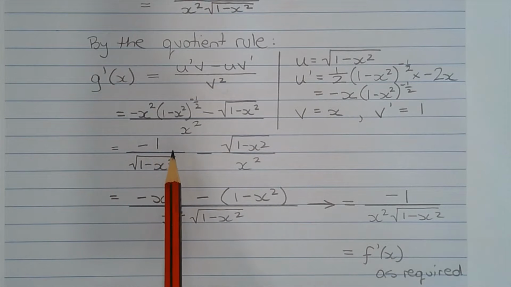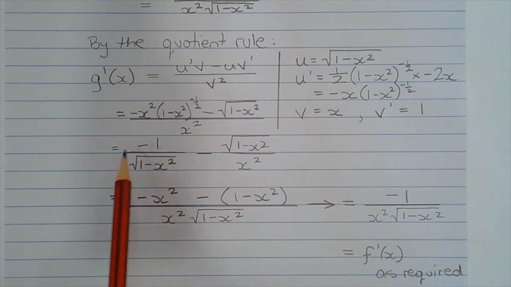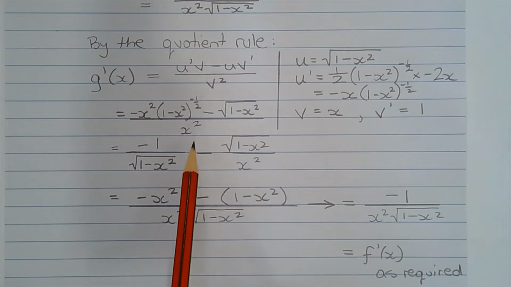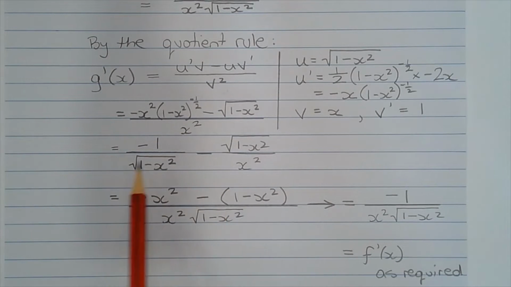And this equals negative 1 over the square root of 1 minus x squared, so converting this negative index here into surd form, minus the square root of 1 minus x squared over x squared, since x squared is a common denominator for both of these terms. And that equals negative x squared minus 1 minus x squared in brackets over x squared multiplied by the square root of 1 minus x squared. So this is found by finding a common denominator.